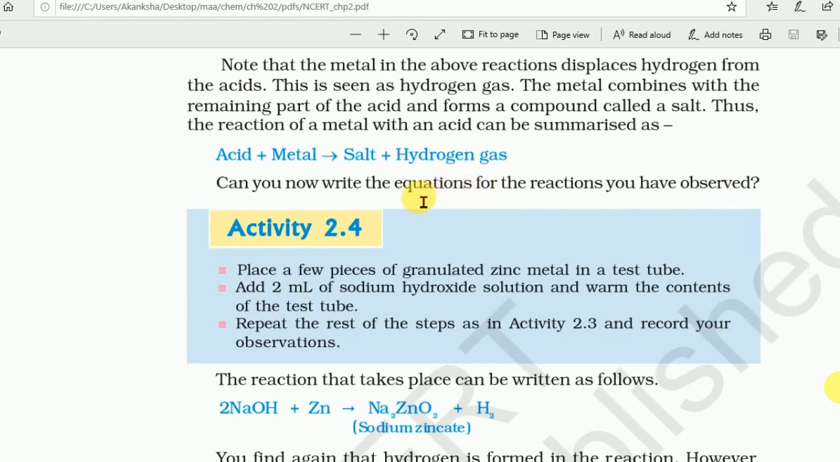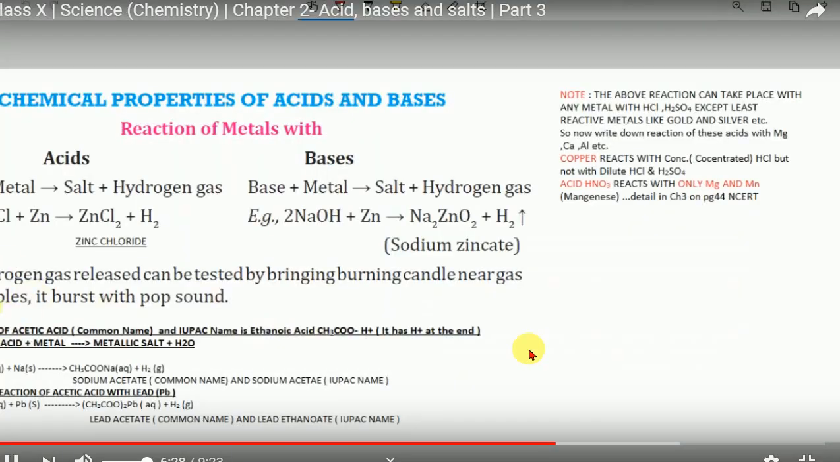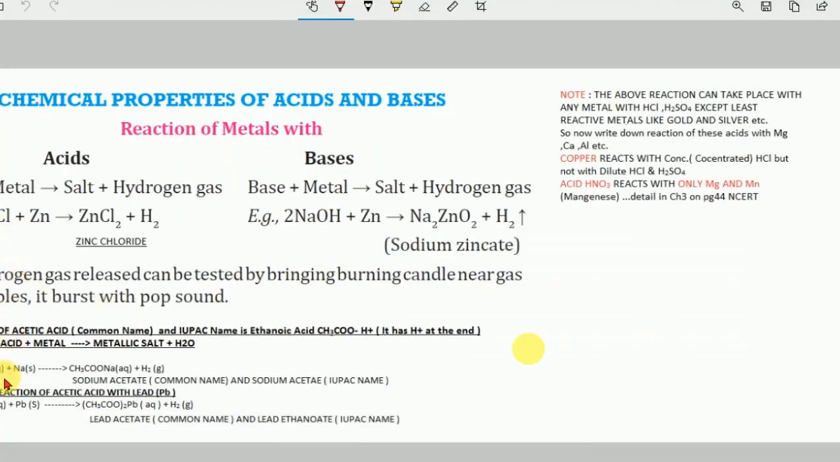I would like to show you these reactions with some other acids. The same reaction takes place with acetic acid with sodium, because acetic acid is a low reactive acid, it is a weak acid, so we will take a strong metal, right? So we have taken sodium, which is a strong metal, a highly reactive metal. Sodium reacts with acetic acid or ethanoic acid. I have written here clearly, acetic acid is the common name and the IUPAC name is ethanoic acid for CH3COOH.